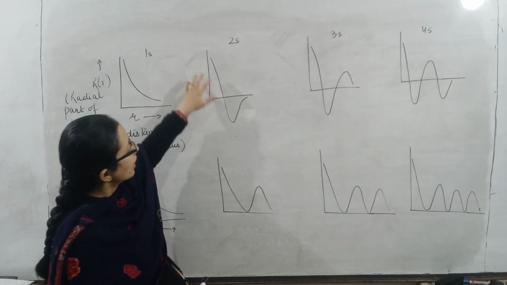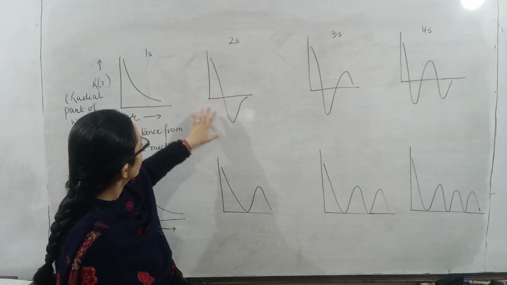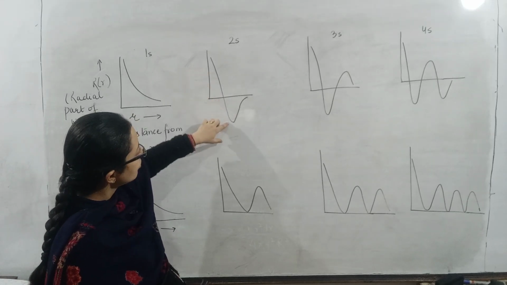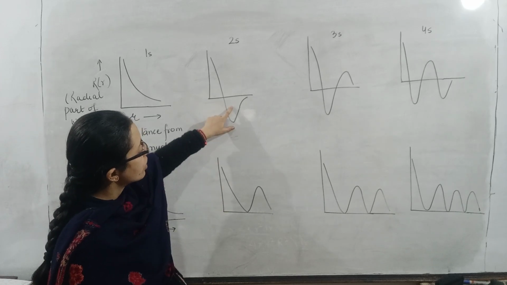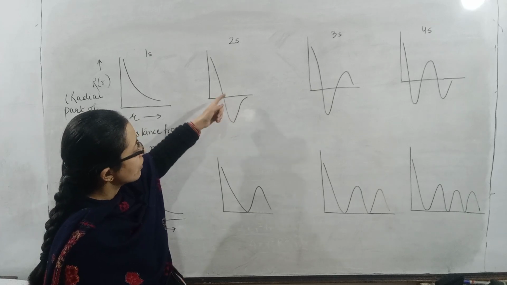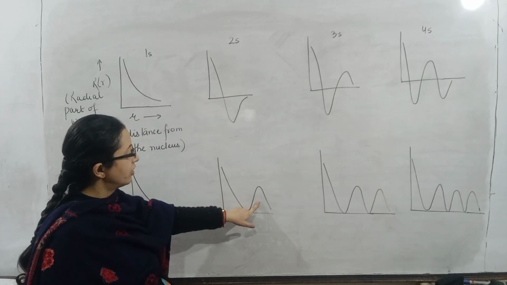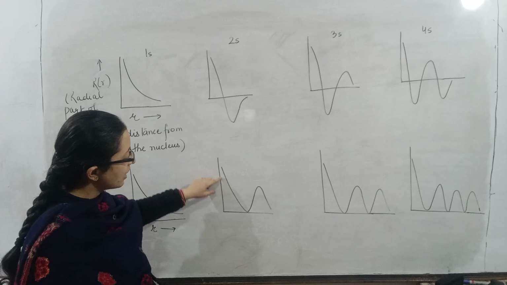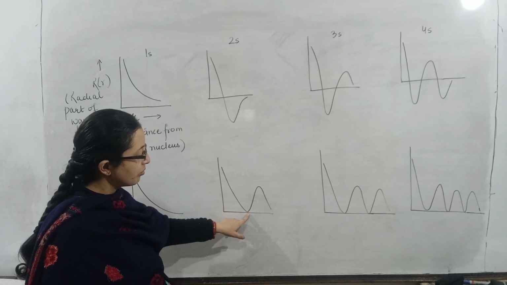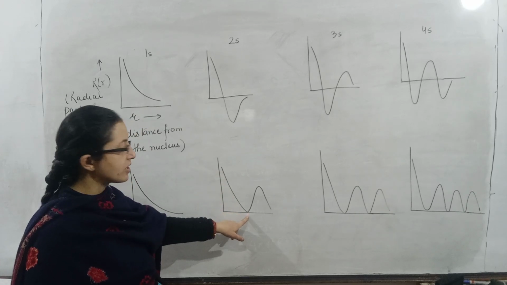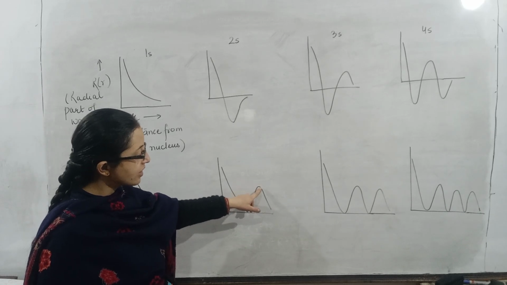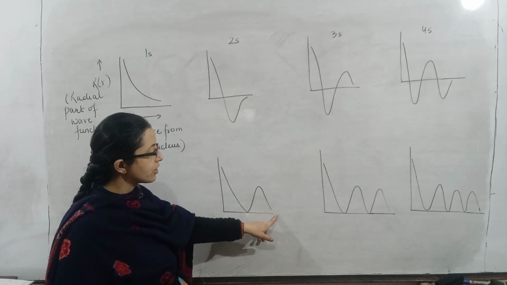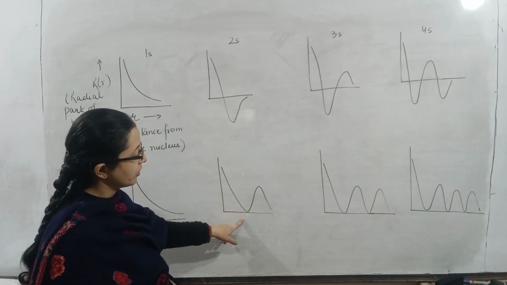Now for 2s orbital, this is the radial part of the wave function, right? And when we square it, the negative part of the wave function becomes positive. So for 2s orbital, first the electron density decreases, becomes minimum. This point represents 0 electron density. Then again the electron density increases and then again decreases for 2s orbital.